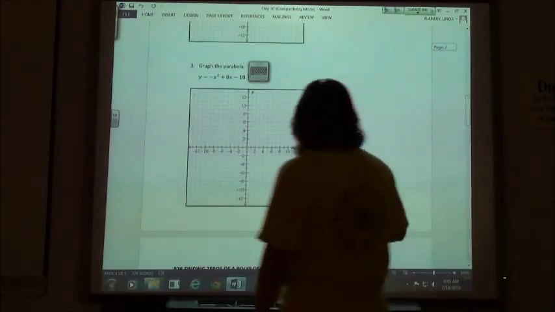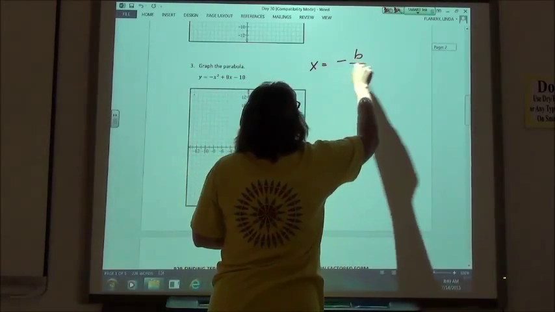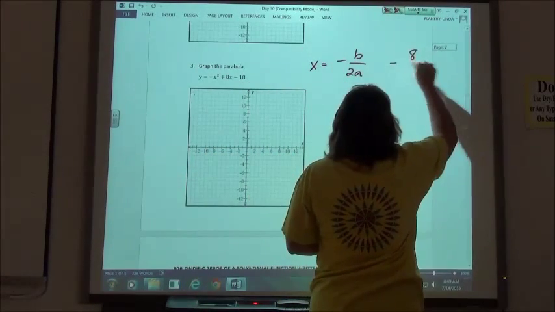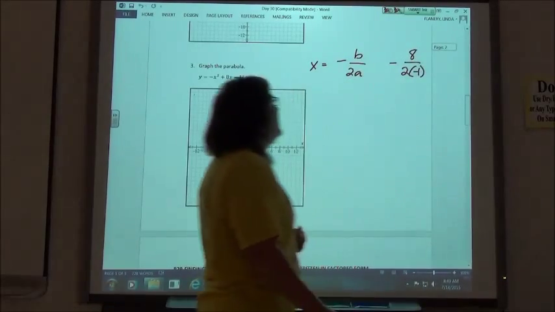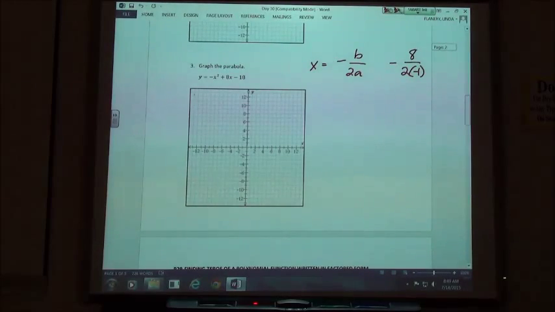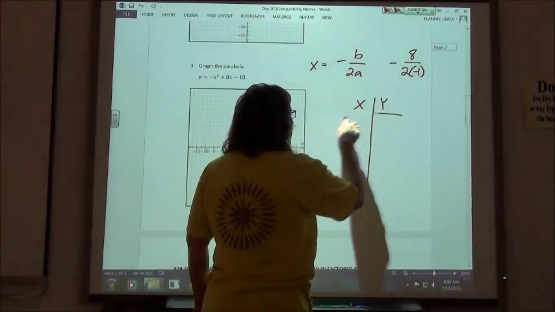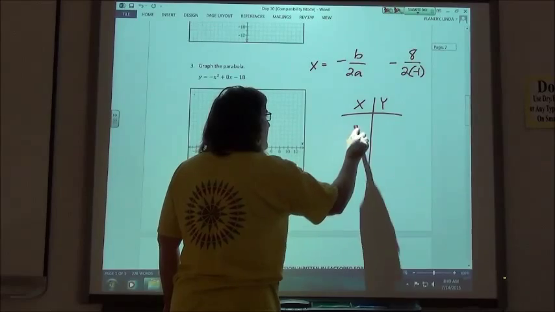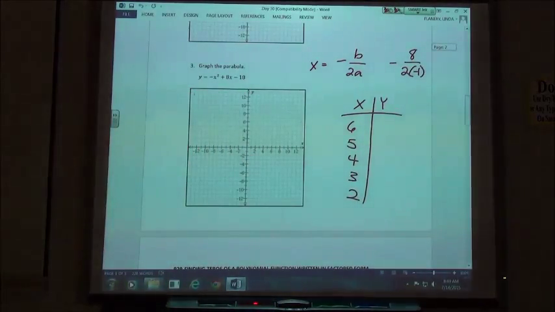So on the third one, if x is equal to negative b over 2a, we're going to put what in for b? 8, and what in for a? Negative 1. Negative 1. So if we simplify that, we would end up with 4. So 4, 5, and 6, and 3, and 2, or whichever order you want to put those in.